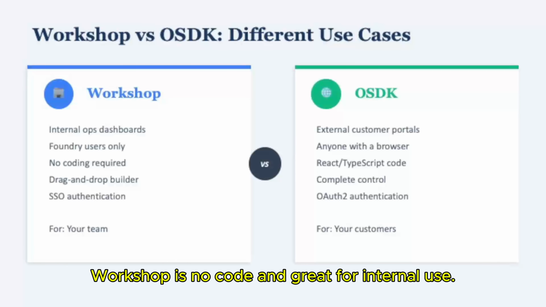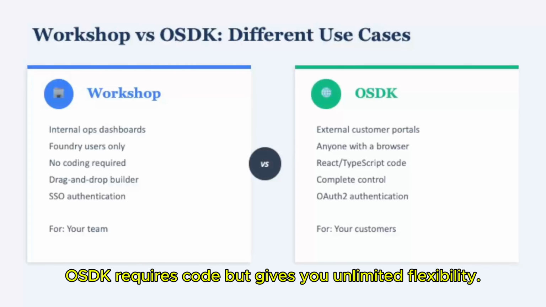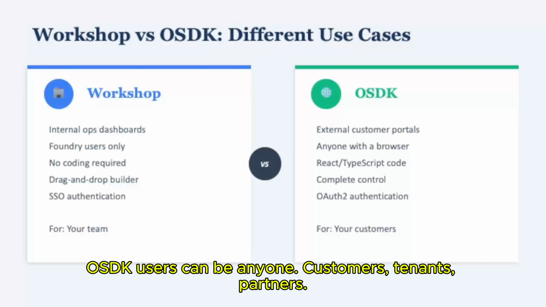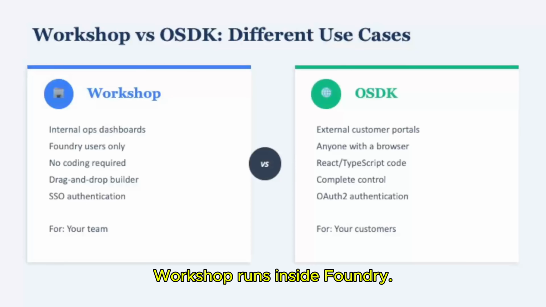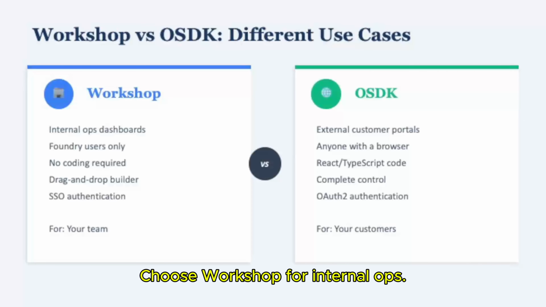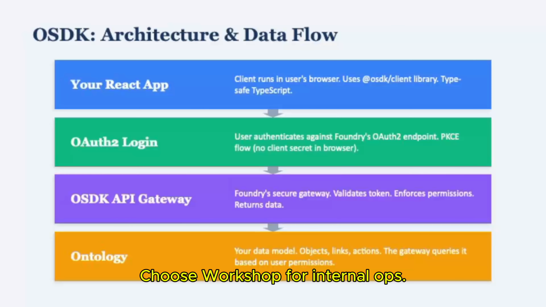Workshop is no-code and great for internal use. OSDK requires code but gives you unlimited flexibility. Workshop users need Foundry logins. OSDK users can be anyone: customers, tenants, partners. Workshop runs inside Foundry. OSDK apps run on your own infrastructure and connect to Foundry via API. Choose Workshop for internal ops.